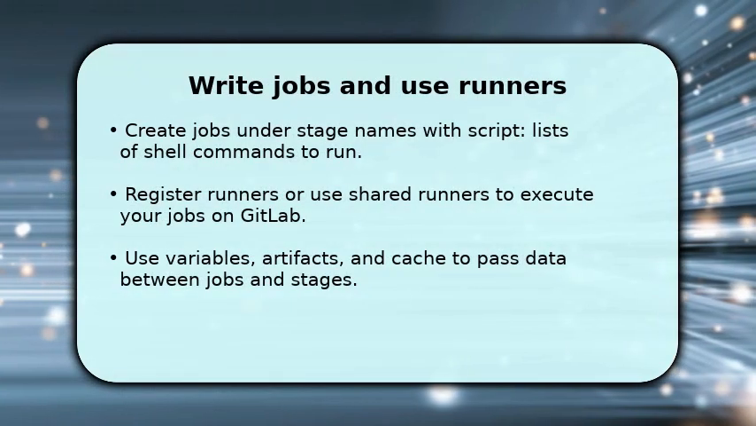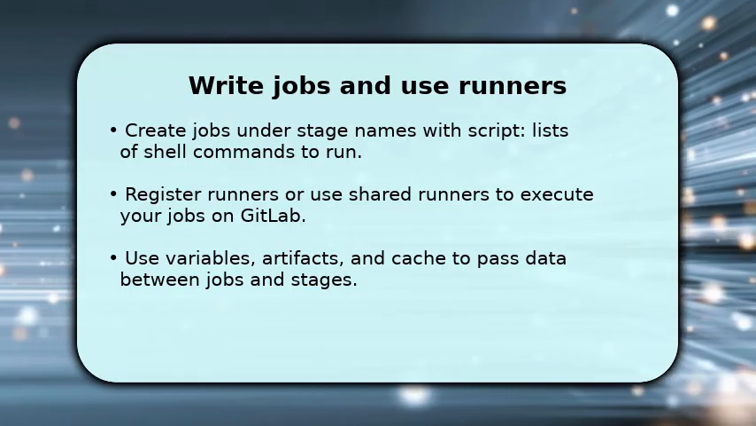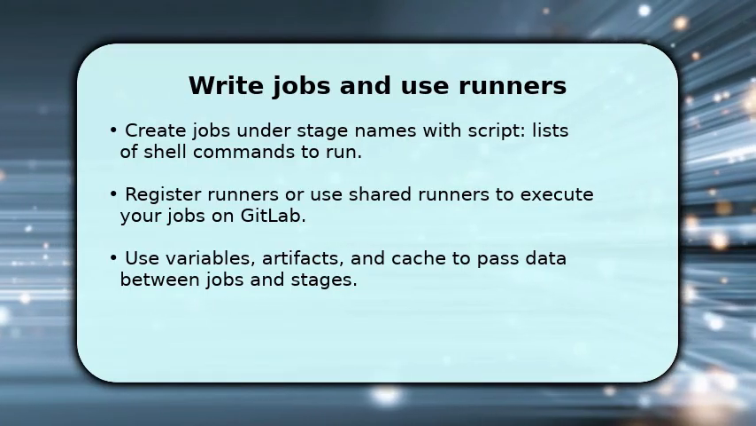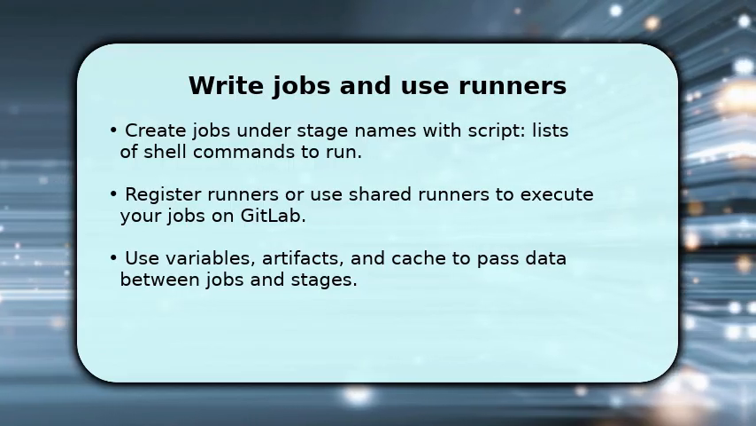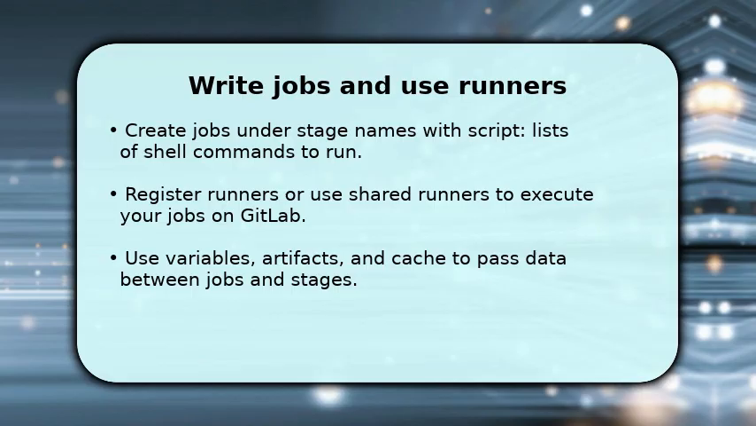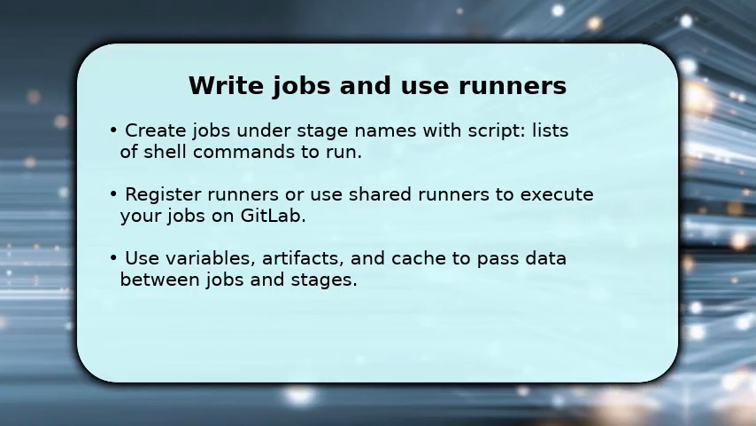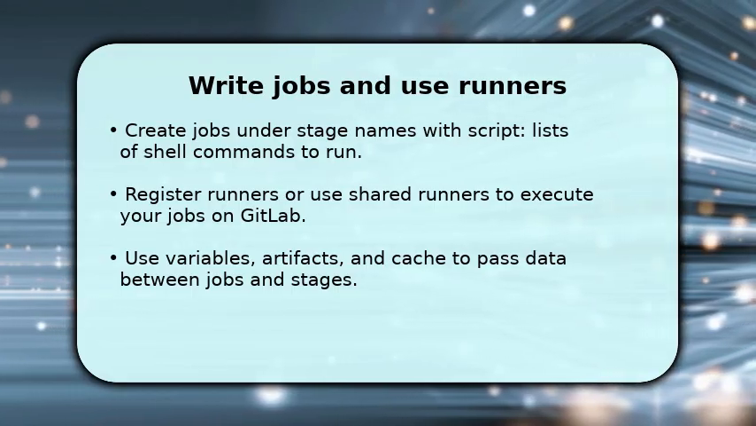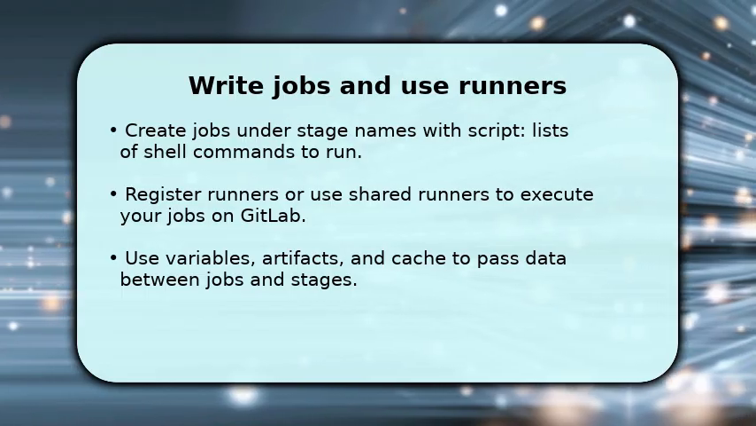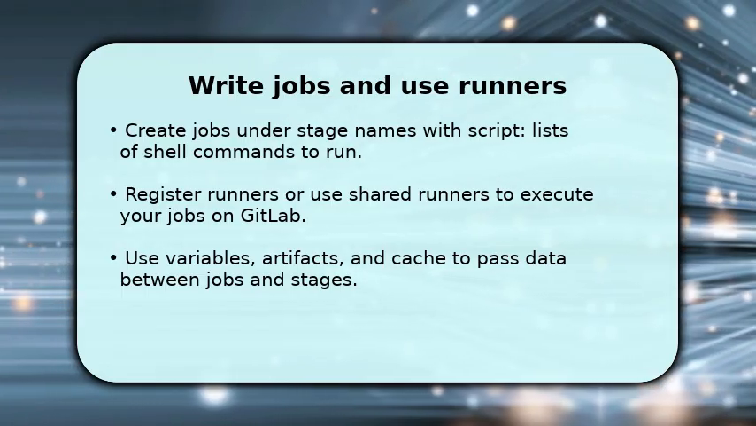Define jobs under each stage with a job name and script, commands to execute. Each job should include a stage value to map it into the pipeline order. Set tags when you require specific runner capabilities for that job. Register runners in the project or use shared runners provided by GitLab.